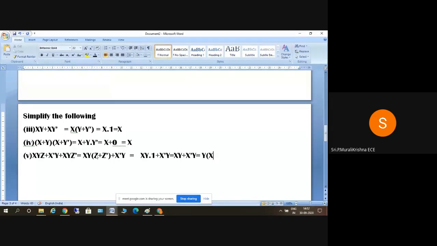So x plus x bar, that is equal to 1. So y into 1, that is equal to y. Okay, so thank you.